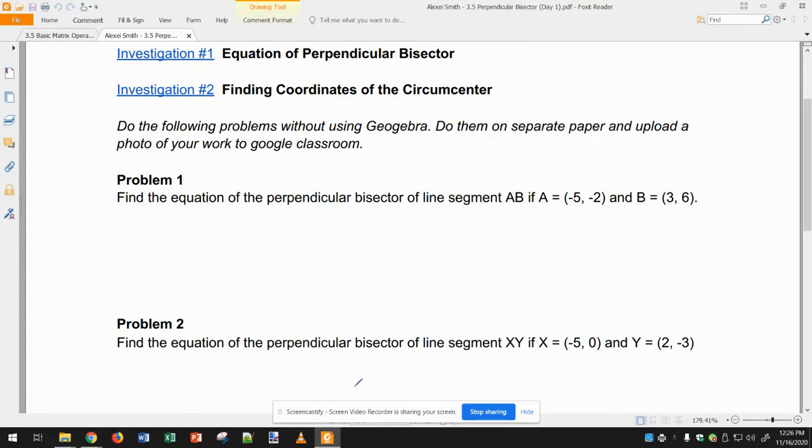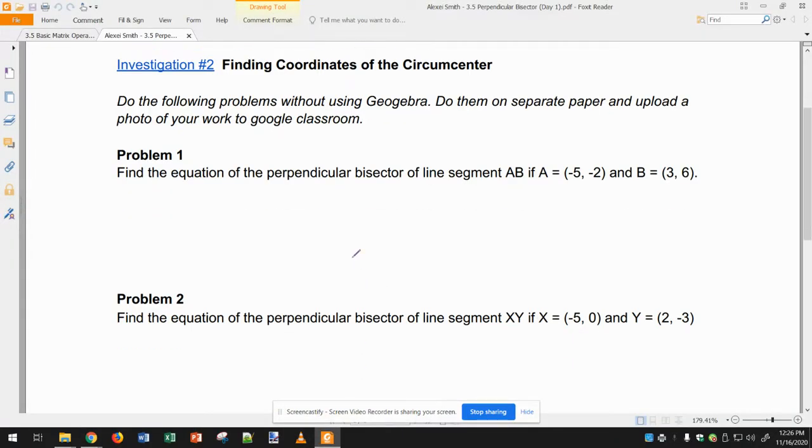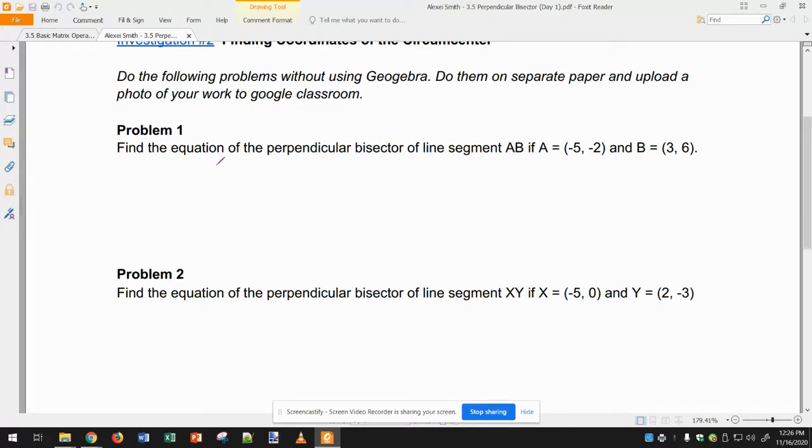Okay, so I'm going to go through the homework problems. Problem number 1, find the equation of the perpendicular bisector of this line segment. So I'm going to do the midpoint first.